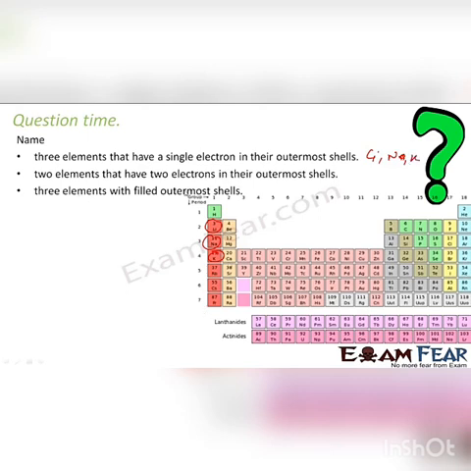2 elements that have 2 electrons in the outermost shell. These elements have 2 electrons. So I asked for 2. I can say magnesium, calcium.